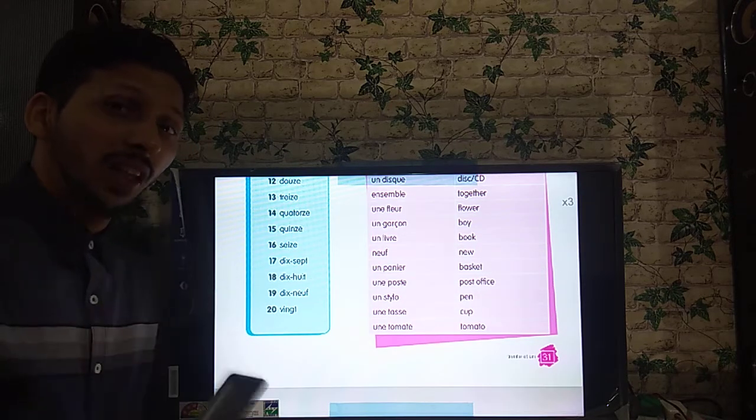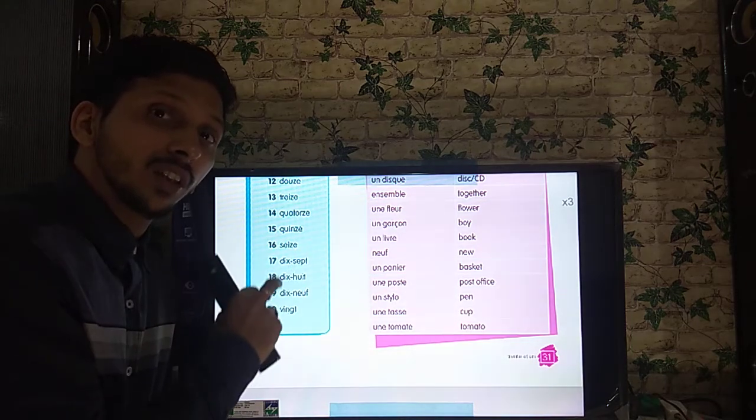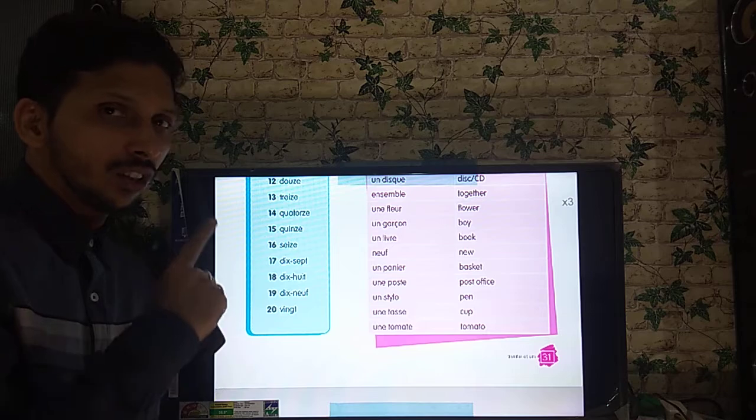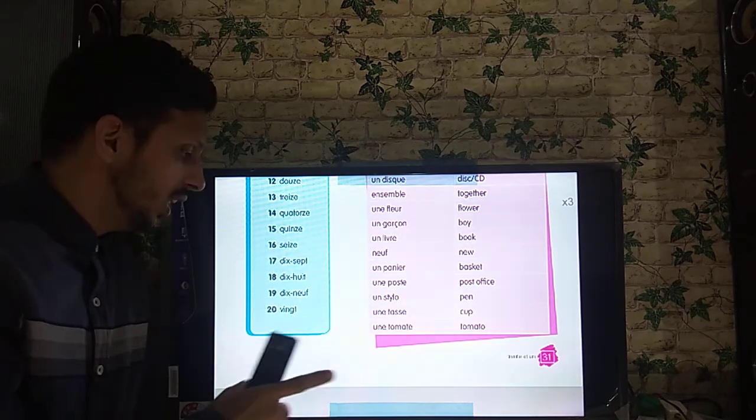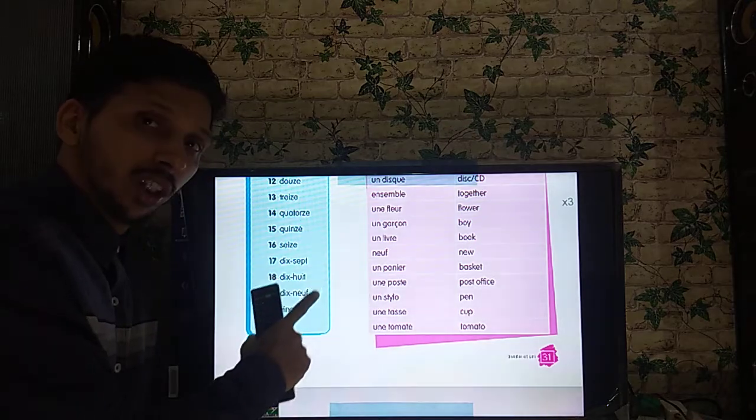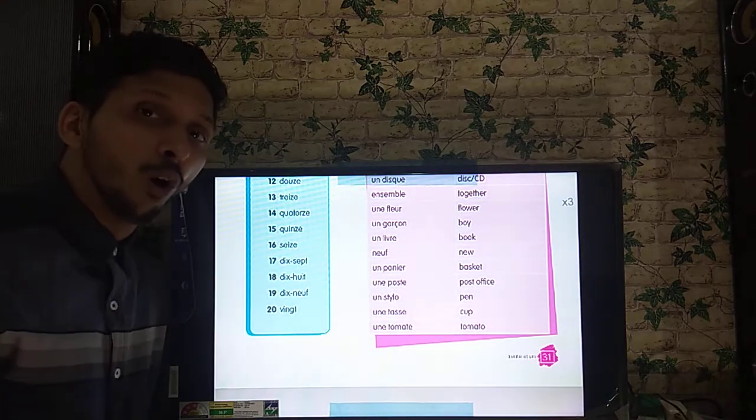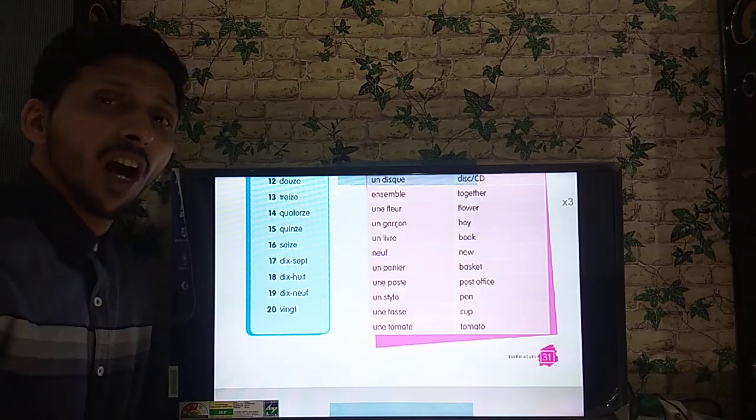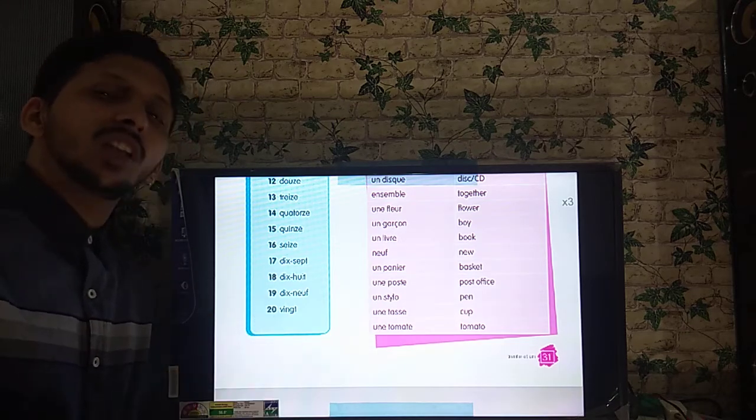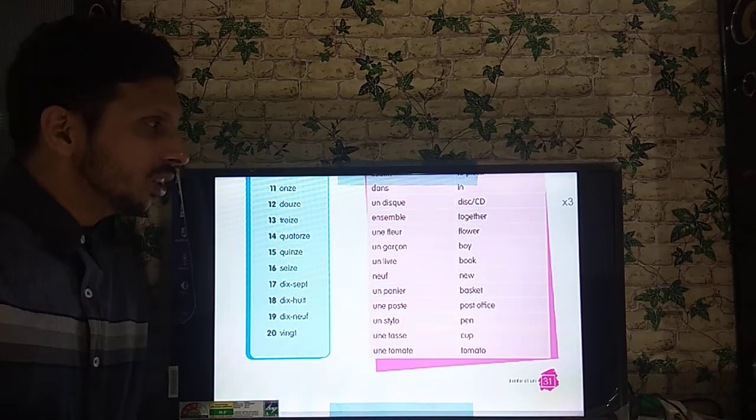Now comes dix-sept. Dix-sept means 10 plus 7. Dix is 10, sept is 7, becomes dix-sept, 17. Dix-huit, 10 plus 8, 18. Dix-neuf, 10 plus 9. And the last one is vingt. Vingt means 20. After 20, you continue with the same counting, from 1 to 20. Now next comes the vocabulary.